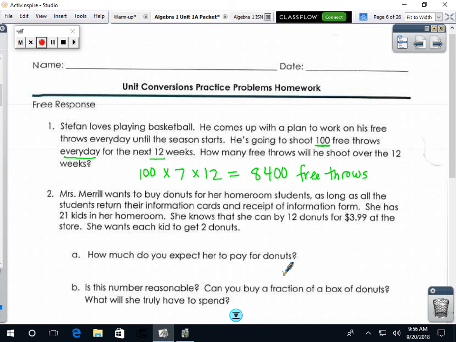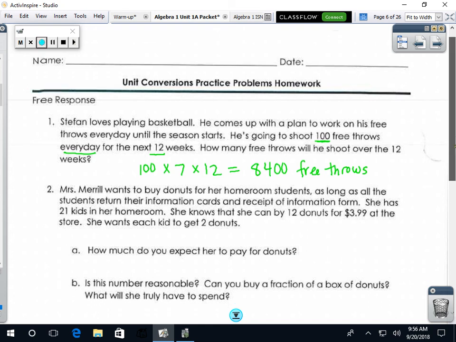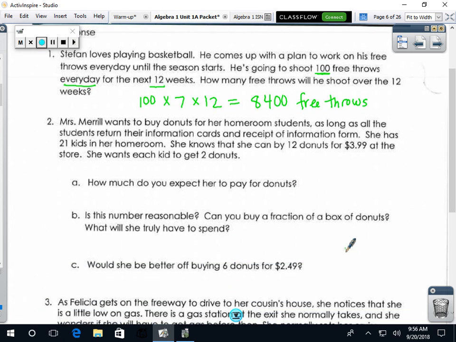Okay, number 2. Miss Merrill wants to buy donuts for her homeroom students as long as all the students return their info cards and receipt of information form. She has 21 kids in her homeroom. She knows she can buy 12 donuts, so a dozen basically, for $3.99. She wants each kid to get 2 donuts. So, what do we need to figure out first? It says, how much do you expect her to pay for donuts?